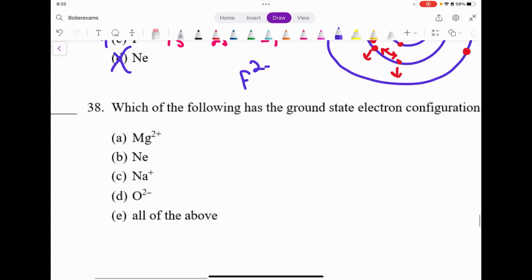So if it loses, let me write this. 2p6. The ground state magnesium would have 3s2, but since it's got a 2+ charge, it's losing 2 electrons. It loses those. Neon has this.